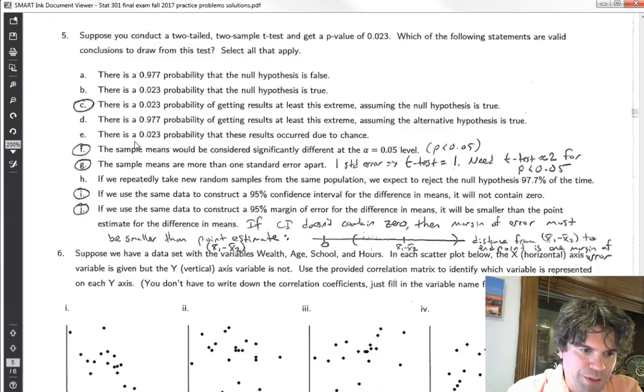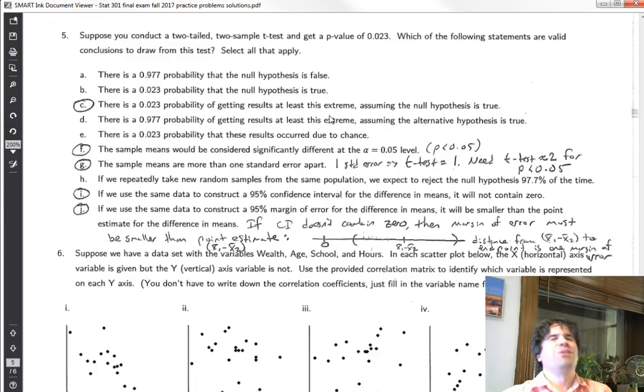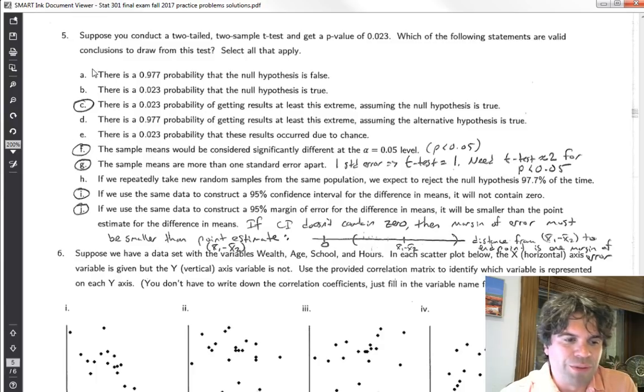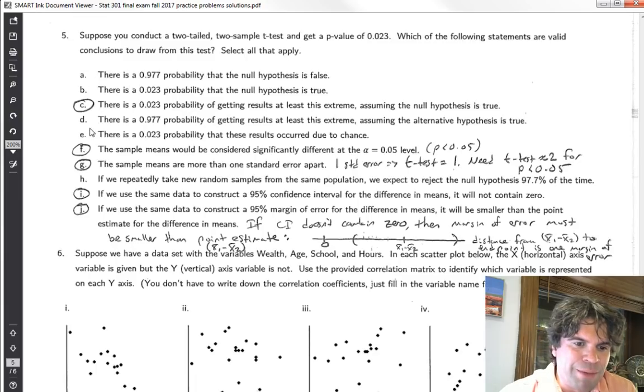E, there is a 0.023 probability that these results occur due to chance. Oh, it sounds so close to what's correct, but it's wrong as well. E is just a casual restatement of A and B. E is basically equivalent to A and B. When people say the results occur due to chance, that sort of implies the null is true.